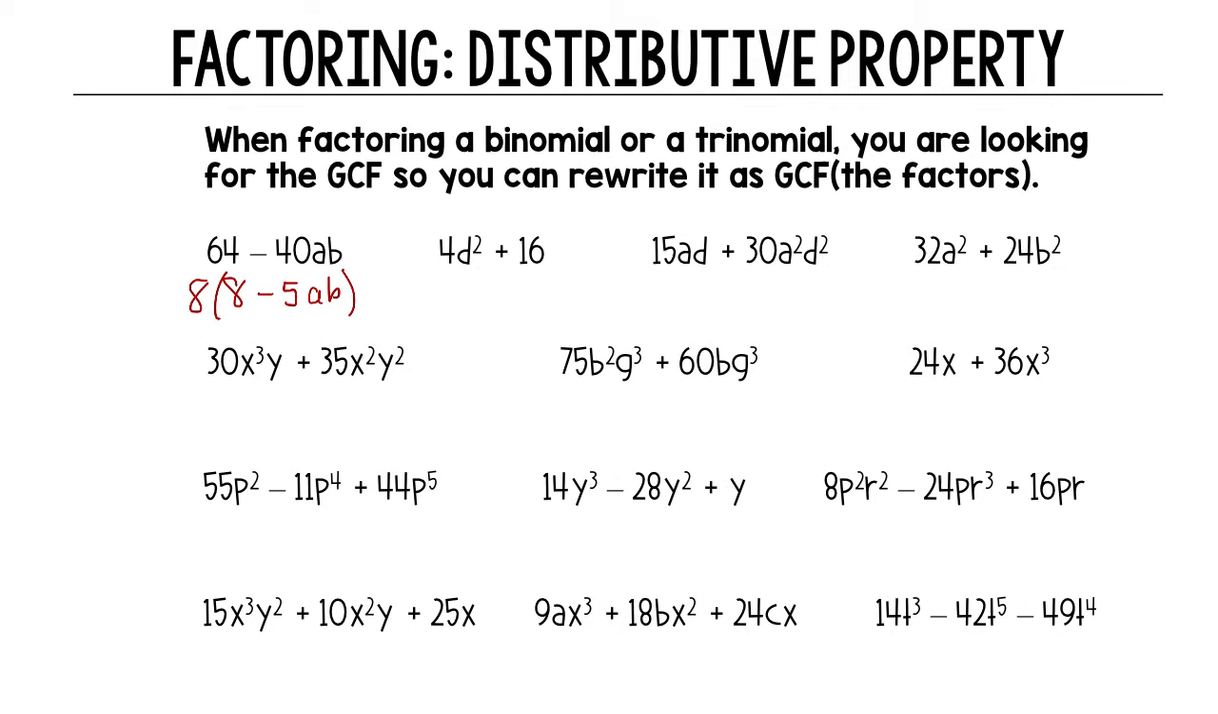Let's look at the next one: 4D squared and 16. Well, their greatest common factor is 4. I can divide them both by 4, and I've got D squared plus 4 remaining.